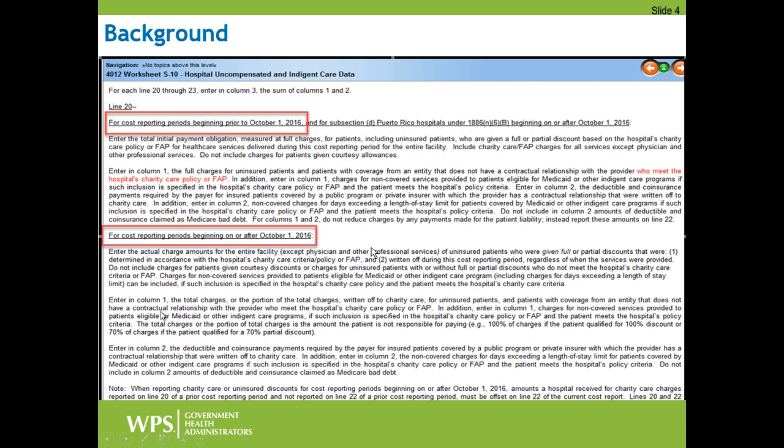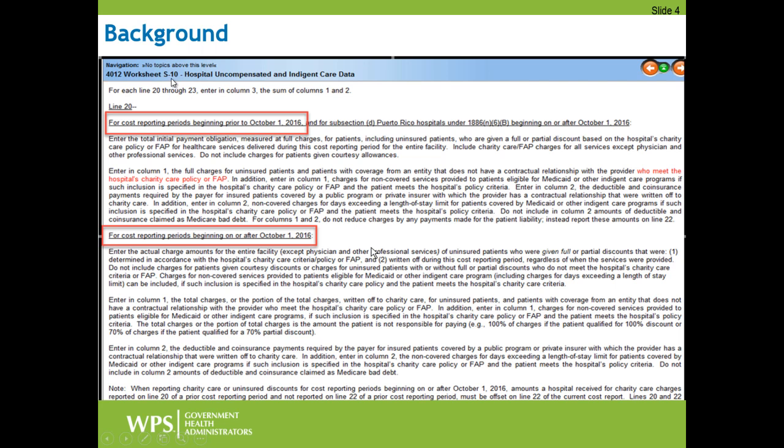The other thing you can get from these cost reporting instructions is the breakdown between column 1 and column 2. For column 1, generally this is for the uninsured patients, so it's the charity care charges for uninsured patients. There are a couple of exceptions to that we'll talk about. Column 2 is generally deductible and coinsurance for the insured patients, and again there is an exception there as well. So we will talk about this in more detail, but I just wanted to point out where those cost reporting instructions are coming from.